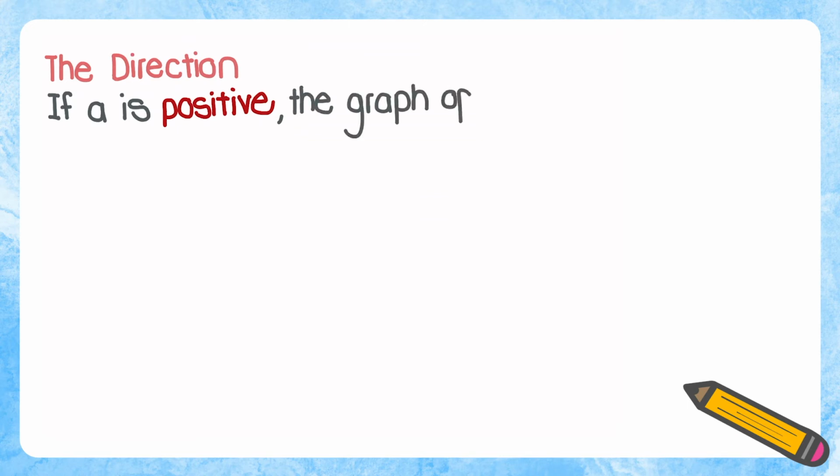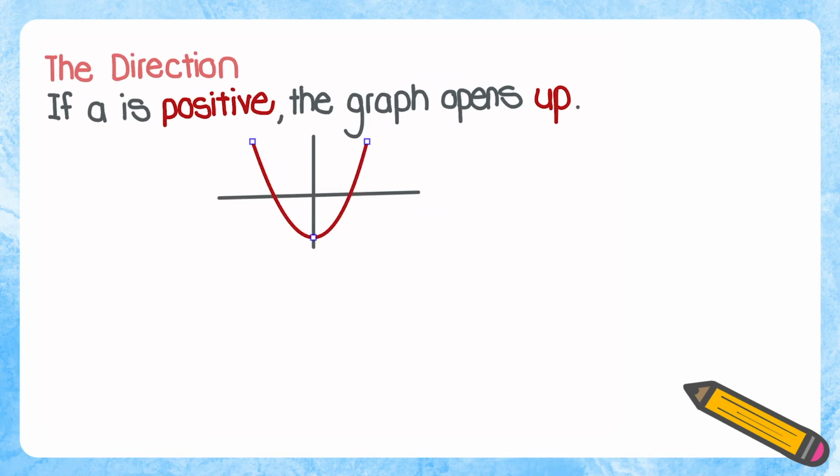So if a is positive, the quadratic function opens up. Again, if our a value is positive, the graph opens up. So it would look something like this, where it almost looks like a U. It opens up.